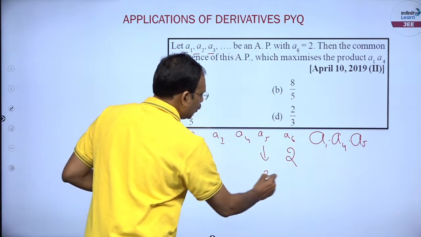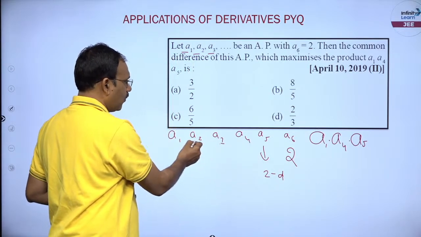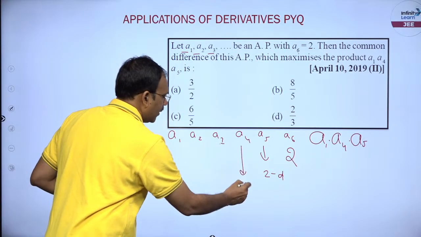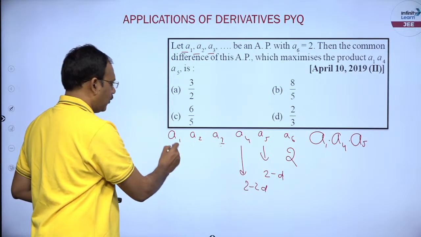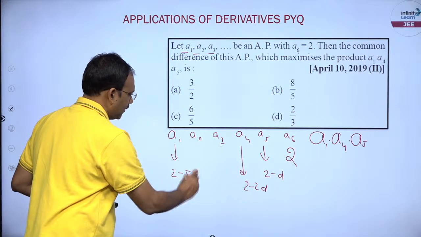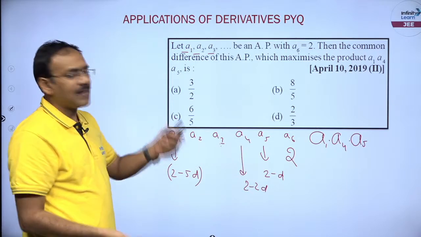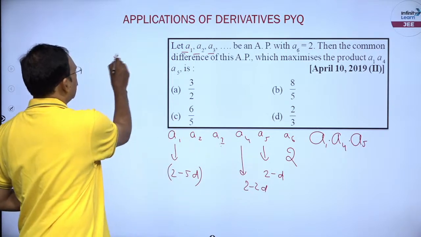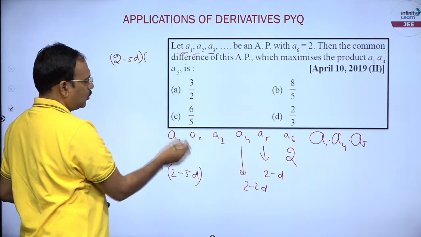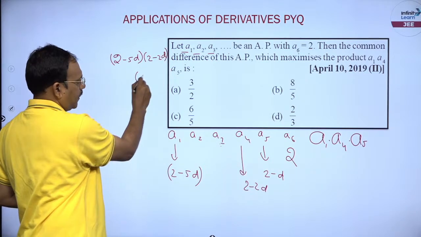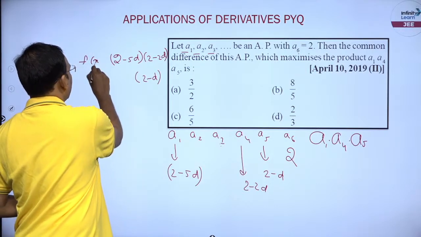A5 will become 2 minus D, then 2 minus 2D, 2 minus 3D, like this. You see A4 will become 2 minus 2D, and 2 minus 3D, 2 minus 4D, this is 2 minus 5D, right. I have to choose D such that the product of these 3 numbers is maximum, not a big issue. You take the function f of D as 2 minus 5D into 2 minus 2D into 2 minus D. This is a cubic polynomial in D, f of D it is.